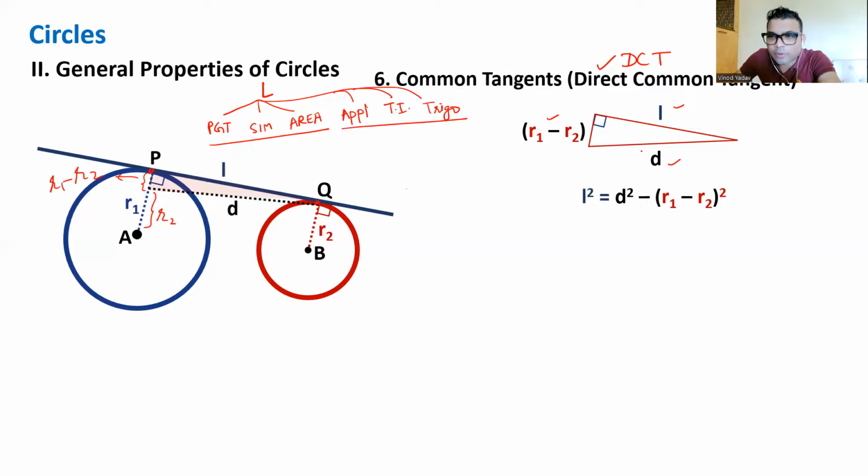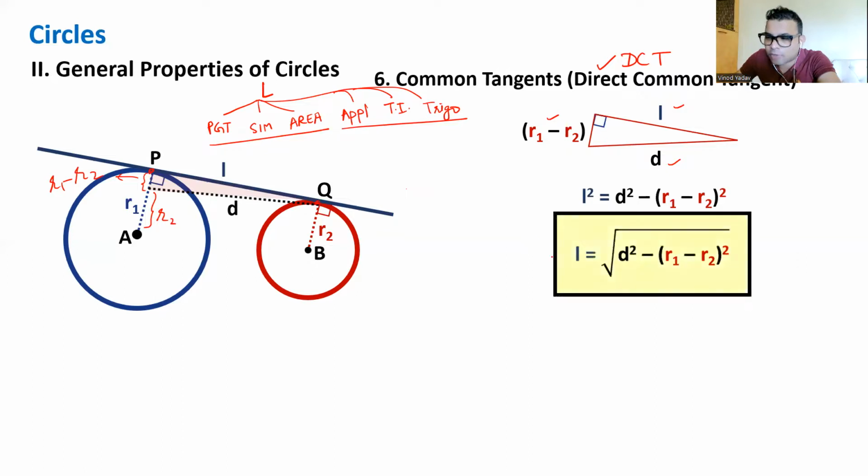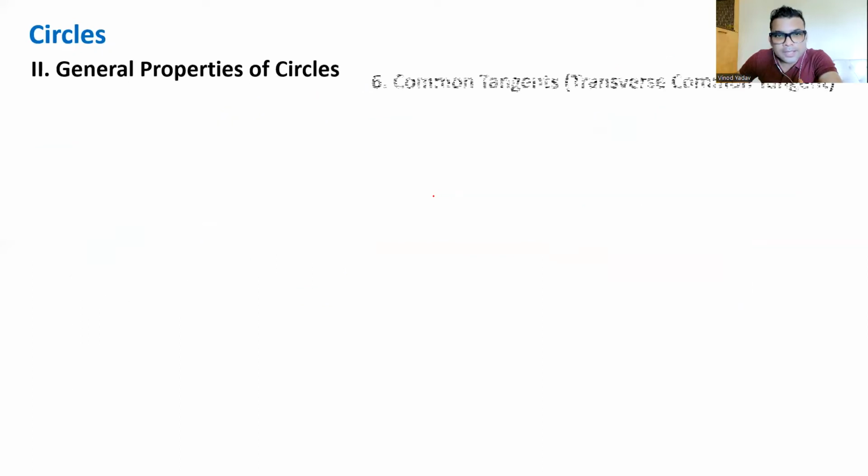So L square will be equal to D square minus R1 minus R2 the whole square. So ultimately, the length of this direct common tangent is the square root of D square minus the difference of the radii square. What is this D? It is nothing but the distance between the centers. In case you forget, you can plan like this, Pythagoras.